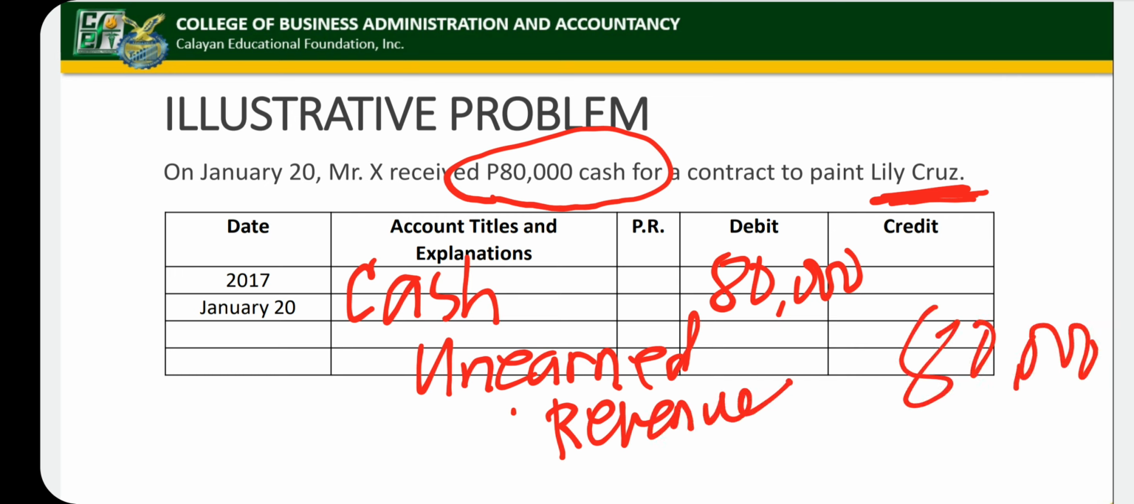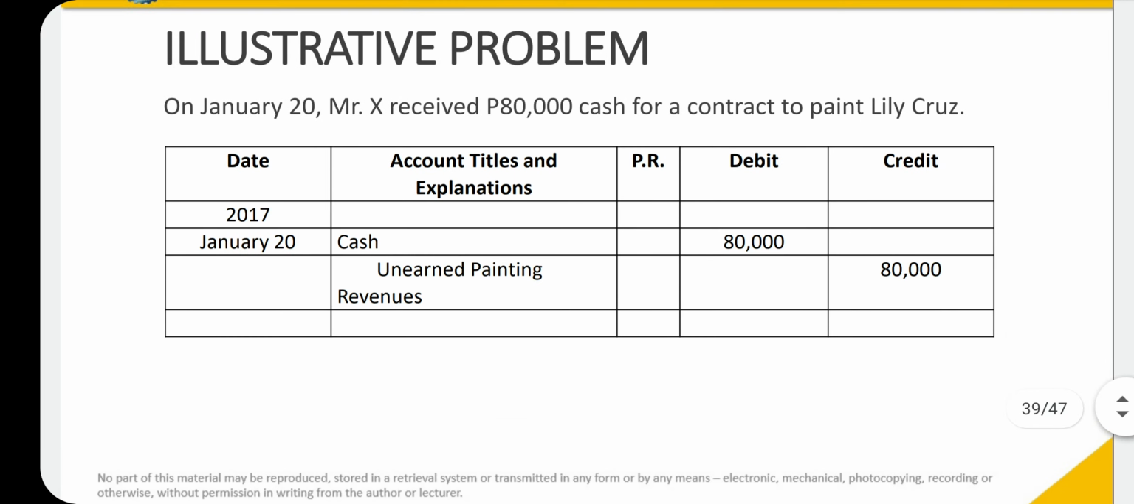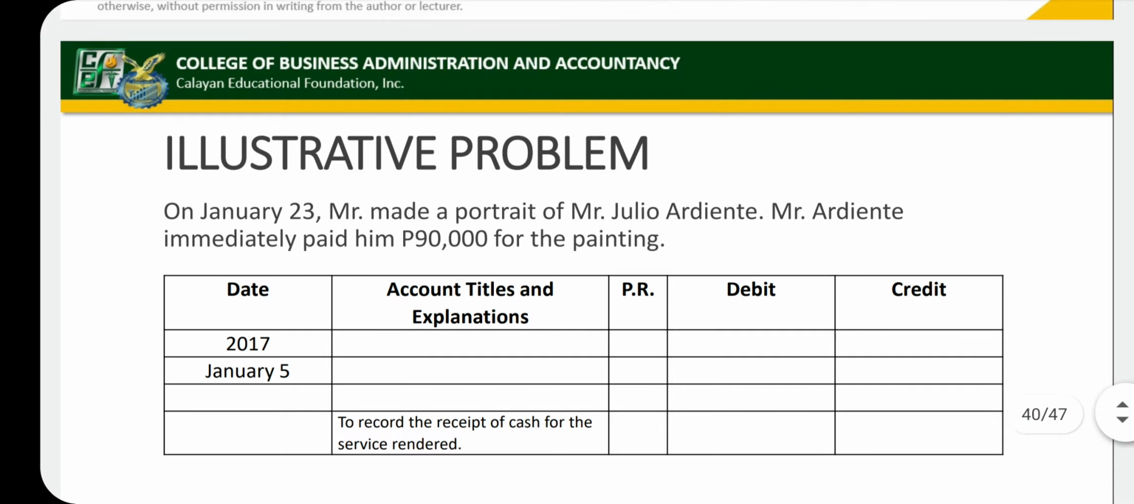Class, unearned revenue is a liability account. It means that Mr. X is liable to Lily Cruz in the form of service. Kasi tumanggap siya ng cash na 80,000, therefore, obliged siya to render service or painting services to Lily Cruz in the future. Okay? So, debit cash, credit unearned painting revenues in the amount of 80,000 pesos.